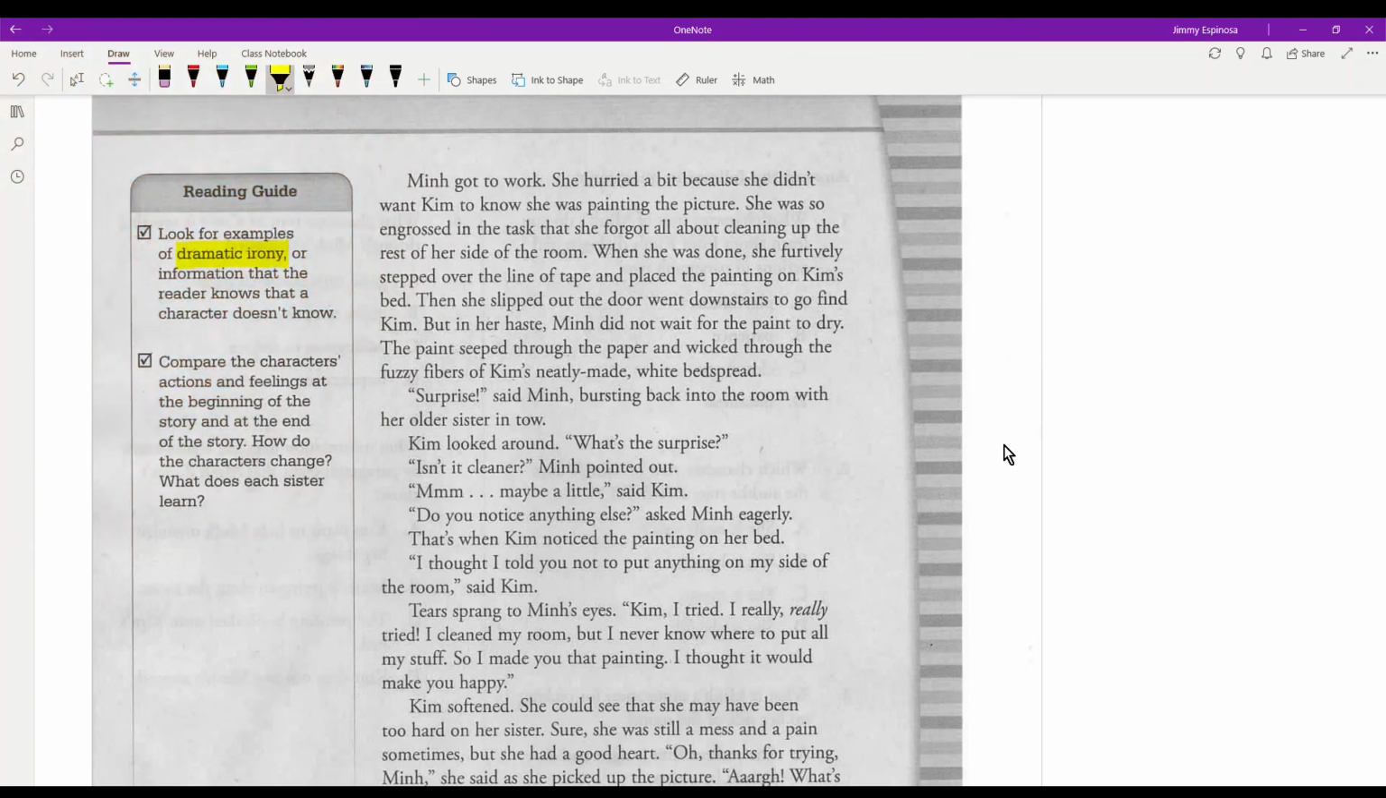If you don't remember, go back to the beginning of this page or the section, and you can reread dramatic irony. So look for examples of dramatic irony, or information that the reader knows that a character does not know. Same idea as Othello with Iago. And then finally, compare the character's actions and feelings at the beginning of the story and at the end of the story. How do the characters change? What does each sister learn? This should be simple enough.